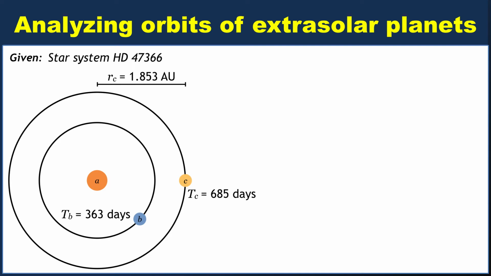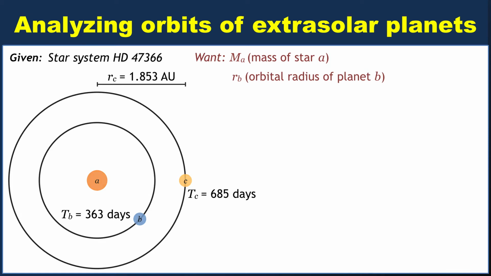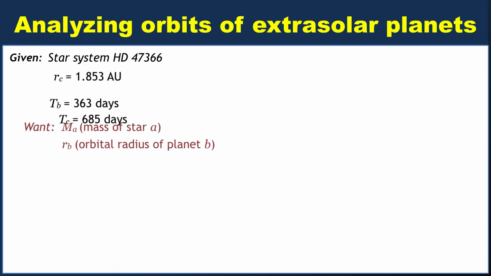Okay, what we want to figure out are two things: the mass of star A and the orbital radius of planet B. So we ought to be able to analyze this system and figure out both of those numerical quantities. Let's rearrange our information here over on the left.